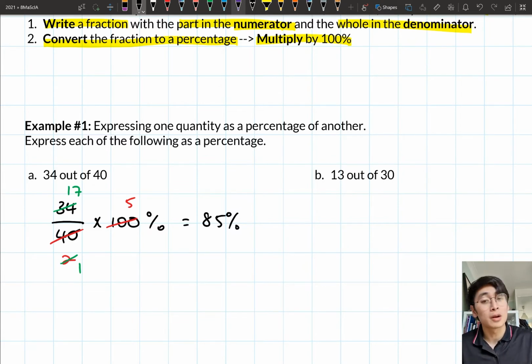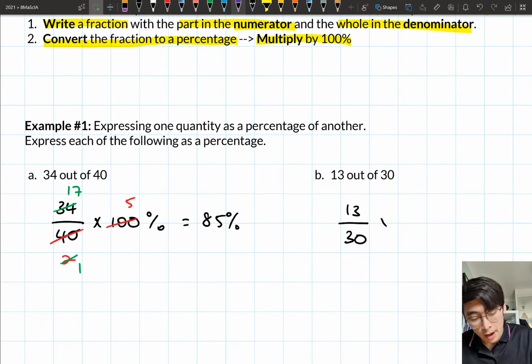Okay, let's have a go at the next example. Part B, 13 out of 30. Once again, same thing. I'm going to write my part. So here it's 13 out of 30, so I'm going to have 13 over 30. Then from there, we're just going to multiply that by 100% to convert it to a percentage.